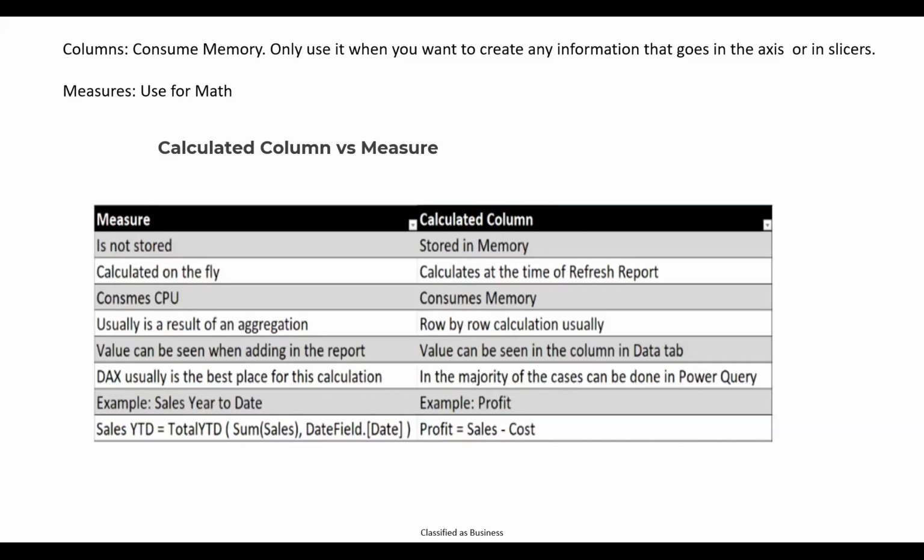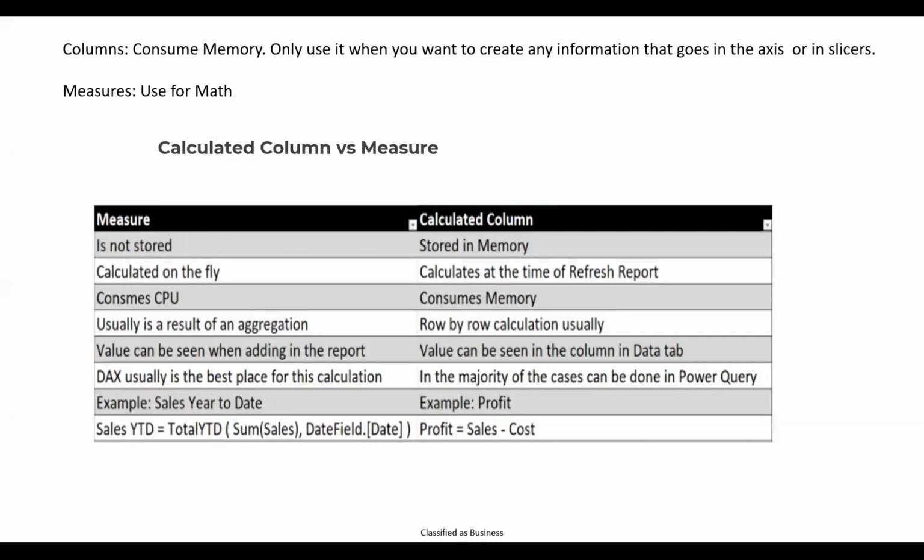And this is a very important line for measures. Usually, if you are performing any aggregation functionality, we can use a measure. And if you are trying to create a row by row value at the table level, we can go with a calculated column.